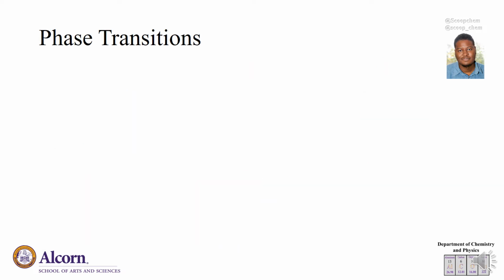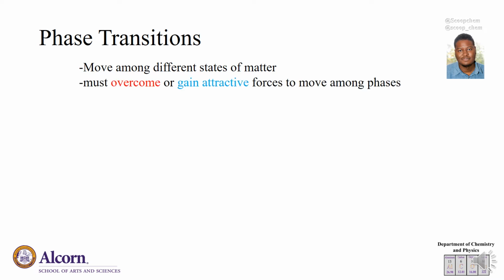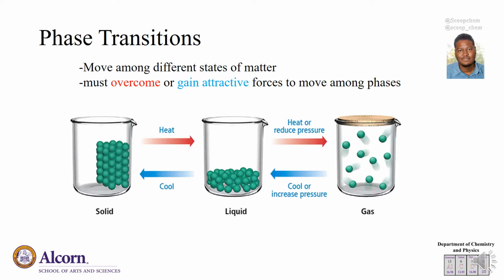Okay, so let's talk about phase transitions. The way that we define a phase transition is moving among the different states of matter. All right, so moving among the solid, liquid, gas, or really in any order. Okay, so you must overcome or gain attractive forces among those individual molecules to be able to move among phases. All right, so this is a nice diagram showcasing that.